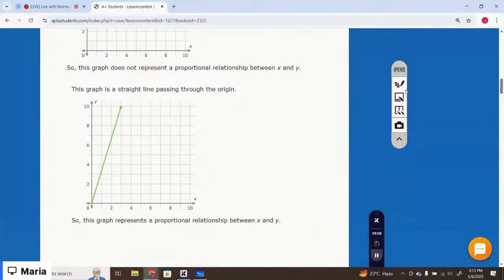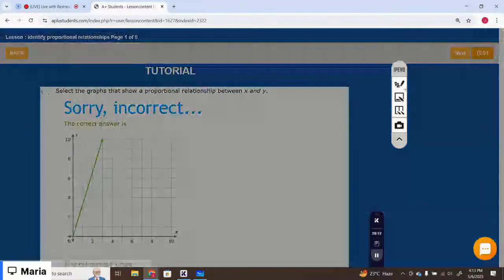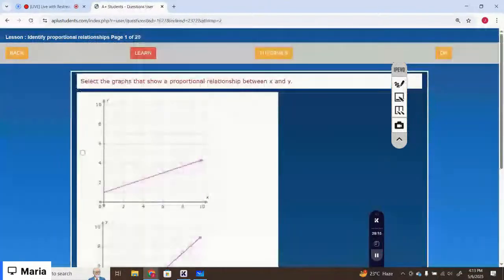Okay, let's just start with the test question. Select the graph that shows a proportional relationship. So, which is the correct option?